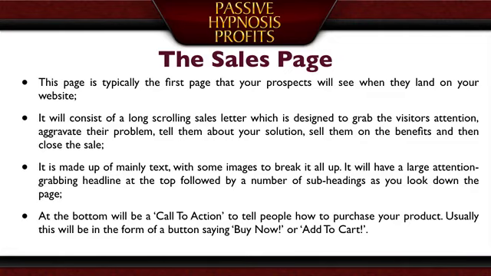We're going to start with the first one, which is the most important one, and that is the sales page. This is typically the first page that your prospect will see when they land on your website. So they're browsing the internet, maybe they open their emails and find an email from you or one of your affiliates. They click on the link in the email, and it takes them to your sales page. It's typically going to consist of a long scrolling sales letter. Sometimes they go on for eternity and on and on.